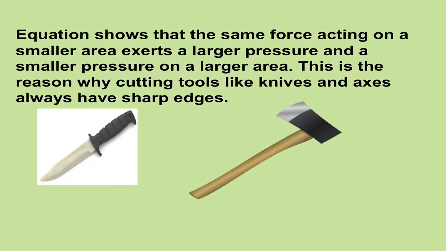The equation shows that the same force acting on a smaller area exerts a larger pressure, and a smaller pressure on a larger area. This is the reason why cutting tools like knives and axes always have sharp edges. In many cases, it is desirable to decrease pressure. In such cases, the area on which the thrust is acting should be increased.